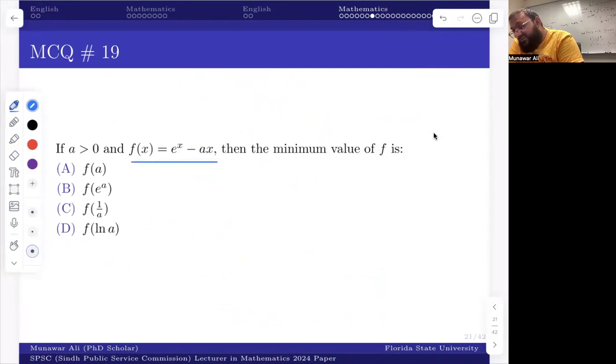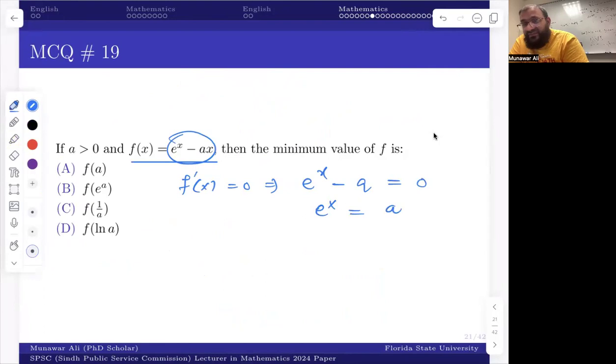So for the minimum value, we have to differentiate and set it equal to 0. If you differentiate e to the x, it's going to be e to the x. If you differentiate ax, a is a constant, the derivative of x is 1, so it's going to be a. Setting e to the x minus a equal to 0 gives e to the x is equal to a. If I take log on both sides, x is equal to log a. So this is the value where the minimum or maximum will occur, or this is going to be the stationary point.